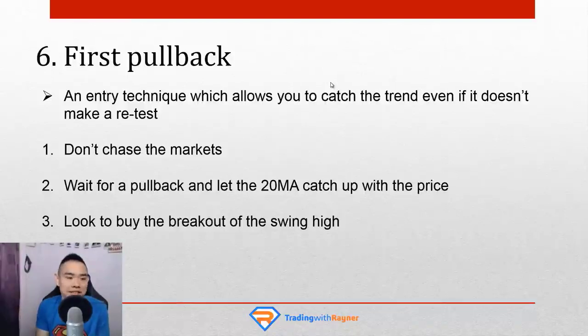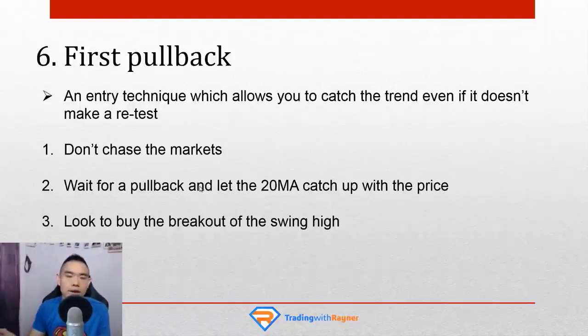So this is where this 6th technique called the first pullback comes into play. Right? So again, don't chase the markets. If you see me repeating a point multiple times, this is where you get a pen and paper and scribble or even write on your forehead. It's important. You don't want to flout these rules. Don't chase the markets. Number 2, wait for a pullback. This time around the pullback may not come to the retest level you're looking at.